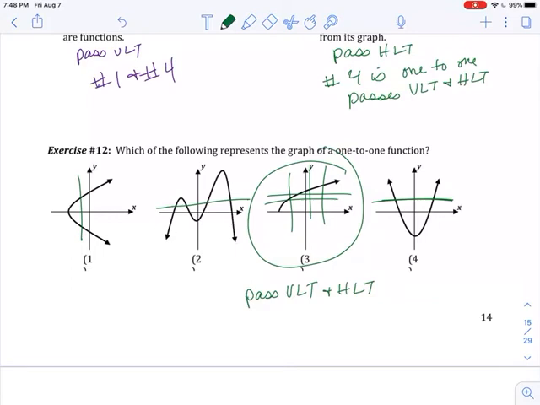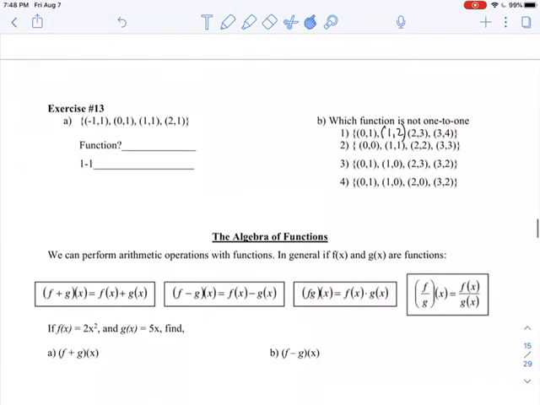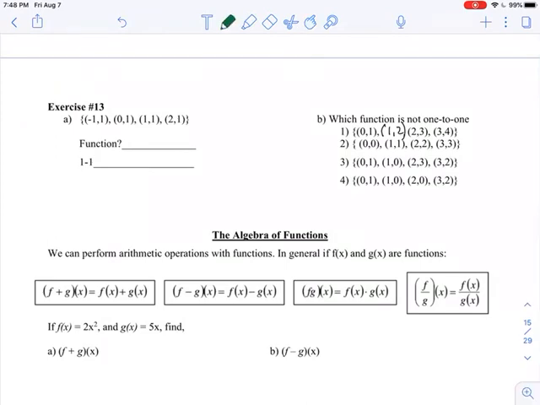Okay, these are quick. I know there's a lot of them. Let's look at the last page here. All right, number 13. I want to know if it's a function. To see if it's a function, I want to look at the x's. Are all my x's different? If all my x's are different, then I'm good.